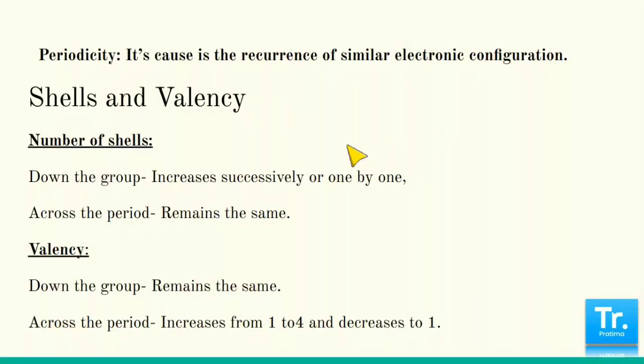Now let's come back to the topic, that is number of shells. As I showed you just now, down the group, it increases successively, that means every time by 1. And across a period, it will definitely remain the same. What about the valency? Down a group, it will remain the same, as I showed you just now, and across a period it will increase from 1 to 4 and decrease to 1. How? 1 to 4 means atomic number increases. From 4 to 5, the valency will now become 3. At 6, the valency will be 2. At 7, the valency will be 1, and so on. So every time it increases from 1 to 4 and decreases to 1.